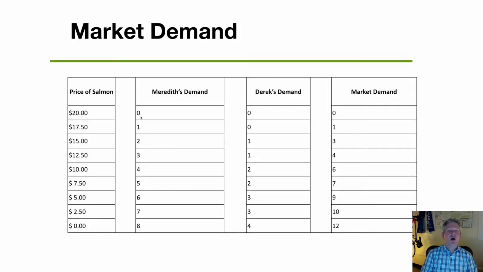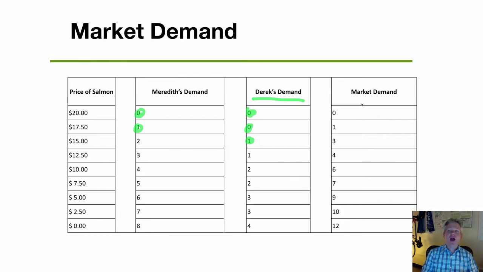Now that was Meredith's demand at all of these prices. Meredith at 20 demanded 0, at 17.50 demanded 1. Now we're going to introduce another person. Here's Derek. Derek has a different demand schedule. At 20, he still demands 0. At 17.50, he still demands 0. But at 15, he would buy 1. So Derek has a little bit different demand schedule than Meredith.